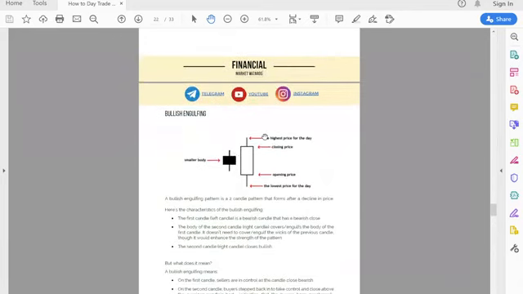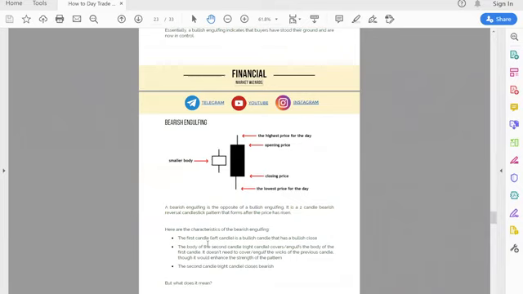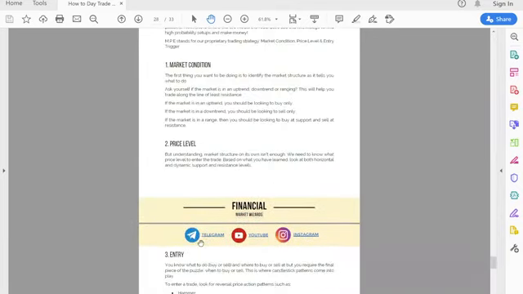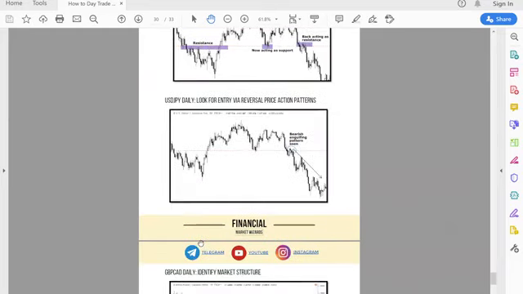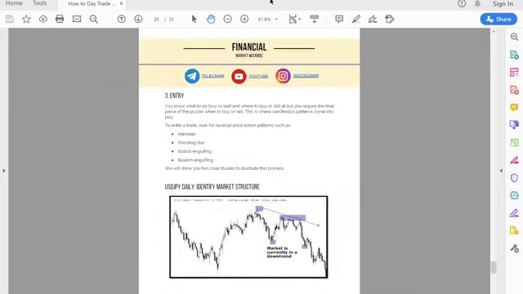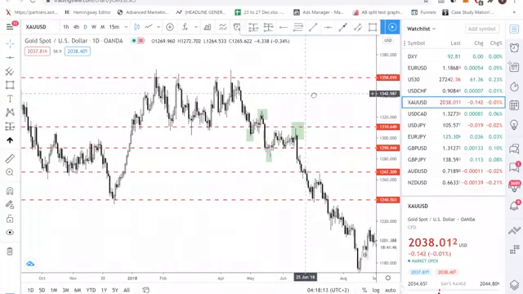You have your engulfing as well over here. Okay, so all these are provided over here. So I will not go into that because it's here. But I want to show you in the charts how we identify them. So let's go back to the charts and look at some engulfing patterns first.